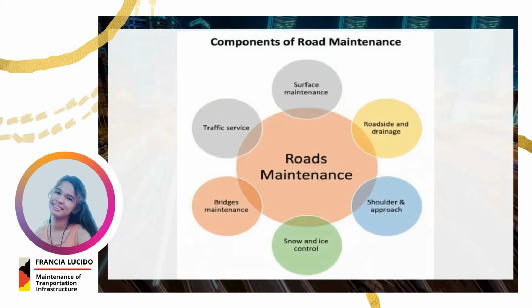Bridge maintenance and traffic services are just one of the components of road maintenance. In this diagram, you will see that road maintenance has 6 components: the surface maintenance, roadside and drainage, shoulders and approach, snow and ice control, bridge maintenance, and traffic services. But in this video, we will just tackle the last 2 components since the former has already been discussed by the previous reporter. However, we no longer include snow and ice control since the Philippines has a tropical climate and it is impossible for the country to have snow.